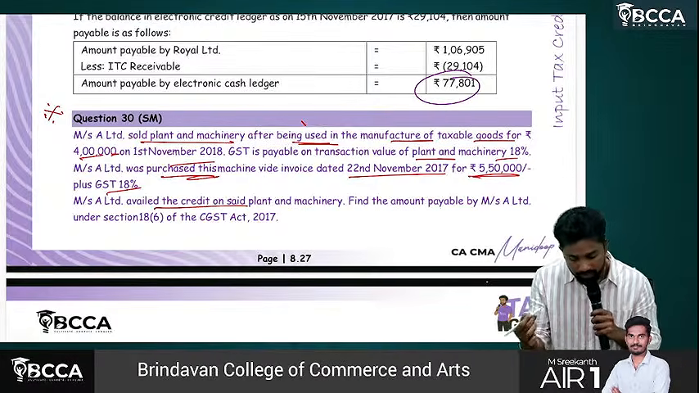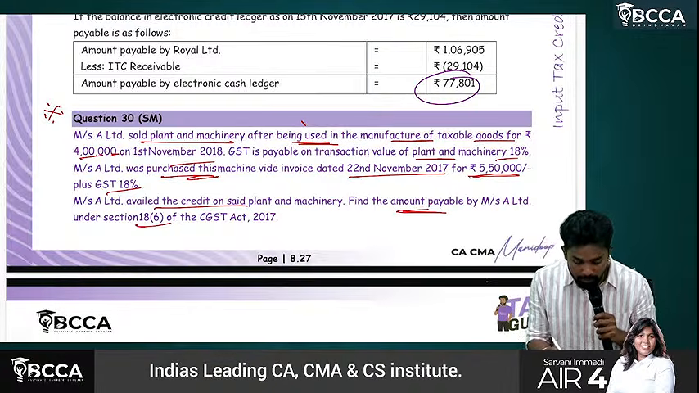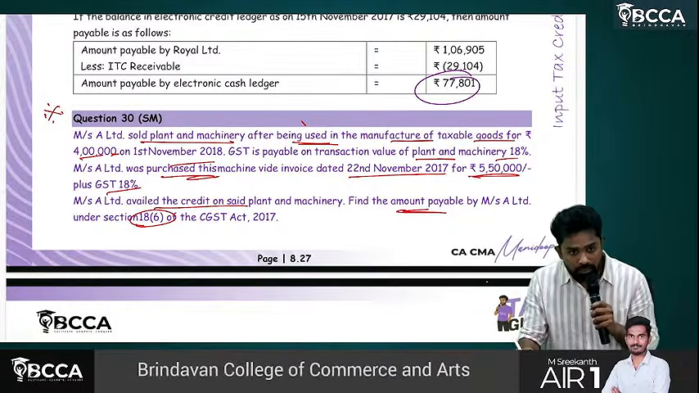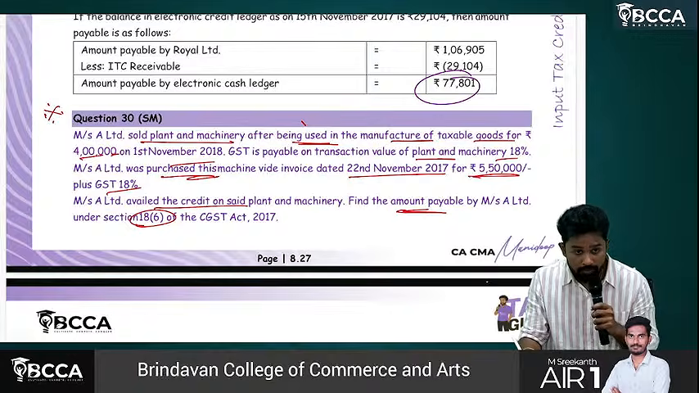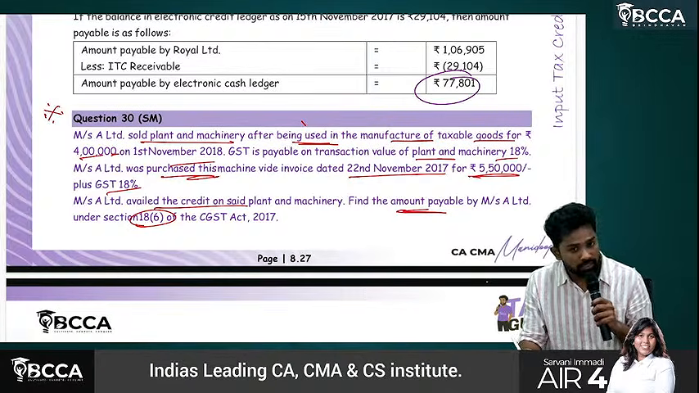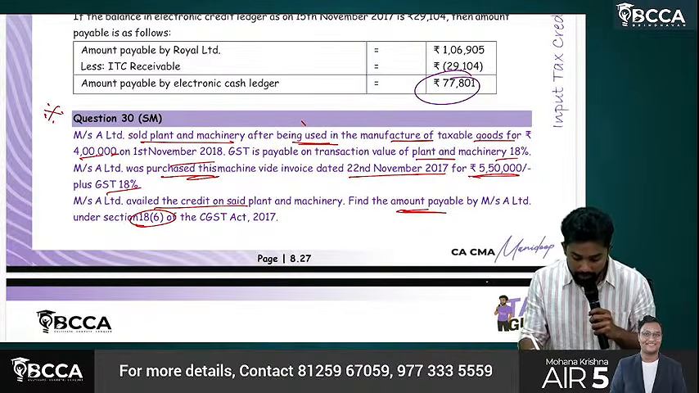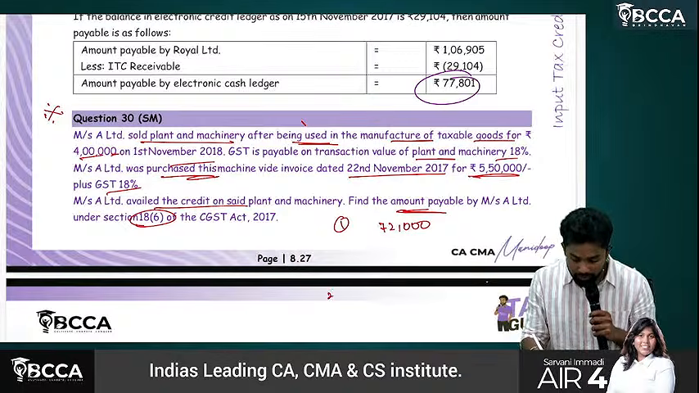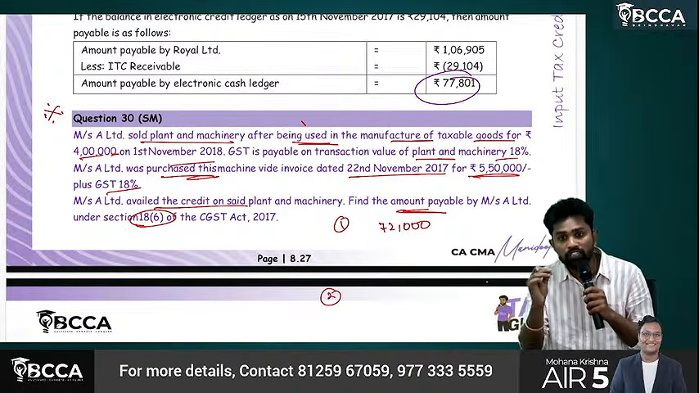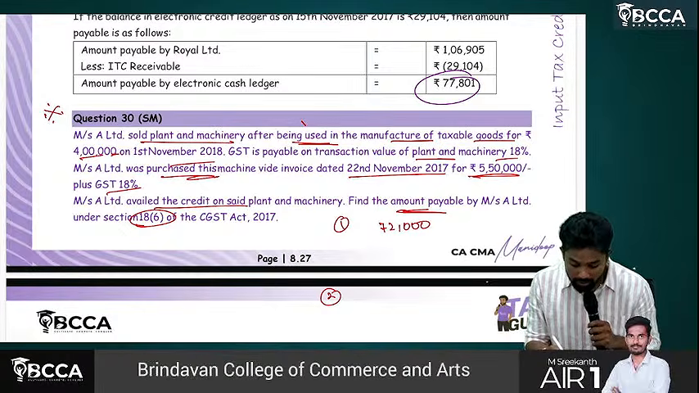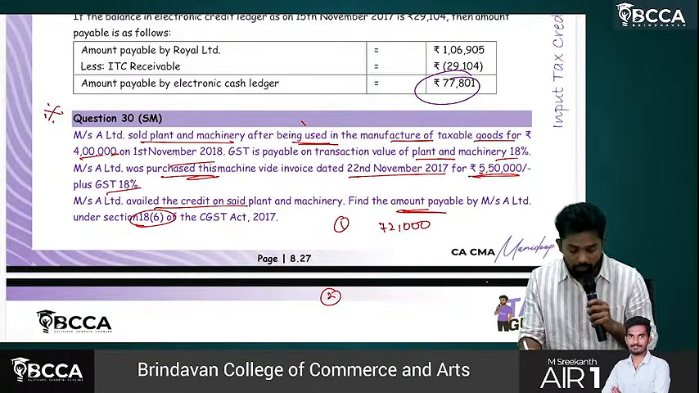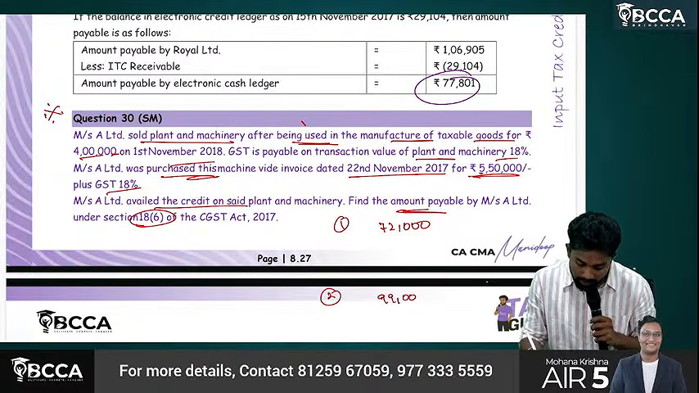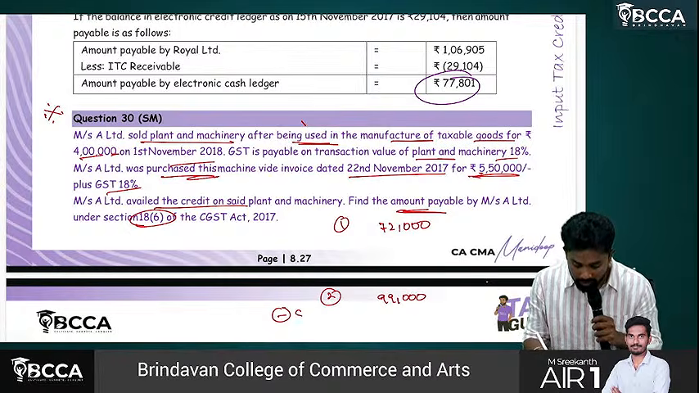Now A Limited availed the credit also. Now they are asking the tax payable as per Section 18(6) when the machine is sold. How to solve, sir? Sale value into tax rate. 4 lakhs into 18% is 72,000. That is one option. The second thing is total ITC availed minus 5% for every quarter. What is the ITC originally they availed? 5,50,000 into 18%, 99,000 they availed. From there we need to subtract 5% for every quarter.